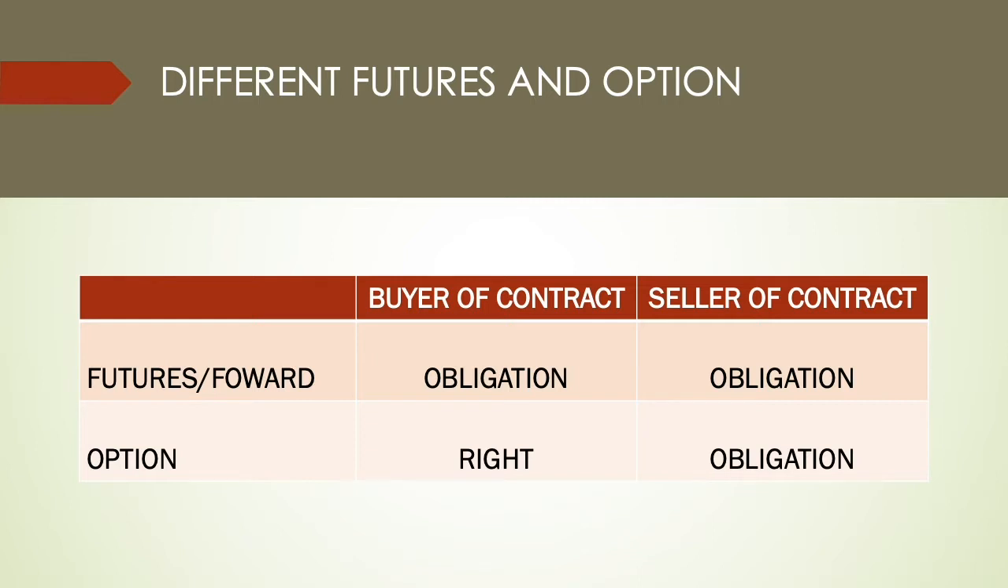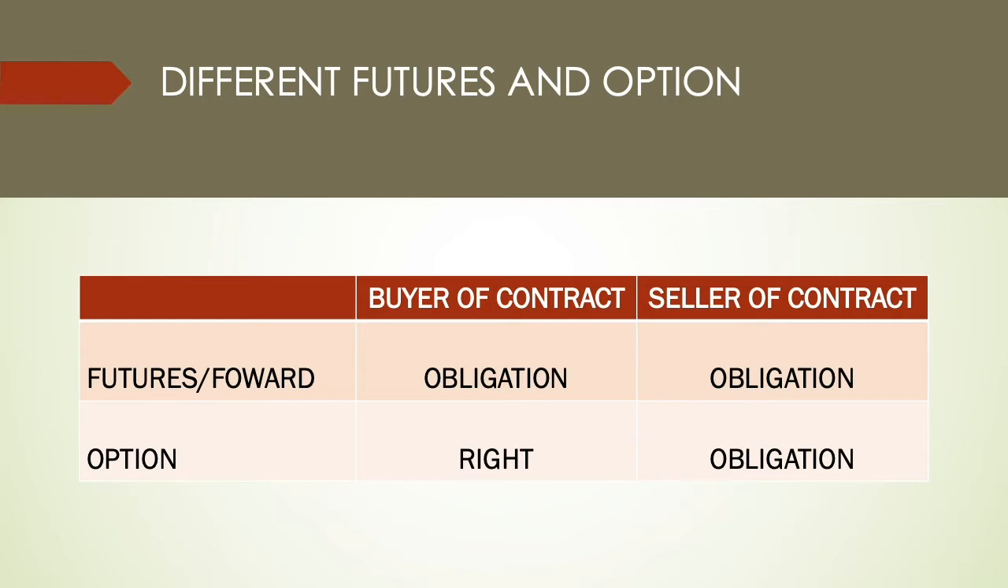For futures and forward contract, if you buy the contract, you get an obligation to exercise the contract, and the seller of the contract also gets an obligation to exercise the contract. That means for a futures contract, at the maturity date, both parties, the buyer and seller of the contract, need to exercise the contract.